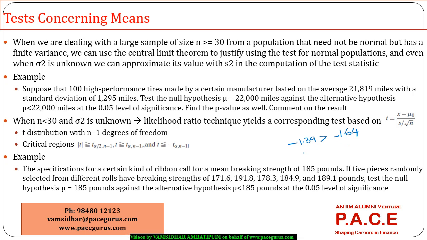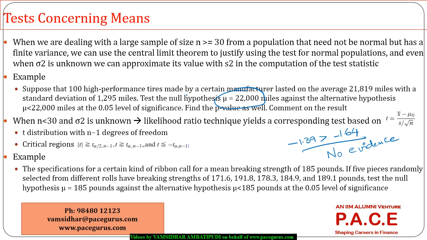So when I am making a conclusion, I'll say that there is no very significant evidence that the tires are not as good as assumed under the null hypothesis. Under the null hypothesis, we have assumed that the tires have 22,000 miles. What this is also saying is that it's not drastically, significantly lesser than 22,000. So there is no convincing evidence for me to reject the null hypothesis. I can very well go ahead with the acceptance of the null hypothesis itself.